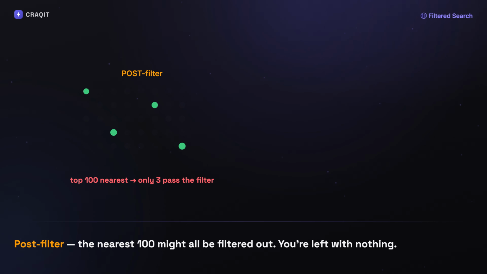Post-filtering: do the vector search first, then drop the results that don't match the filter. The trap is that your top 100 nearest might all get filtered out, leaving you with 3 results, or nothing, and you're forced to massively overfetch and pray.